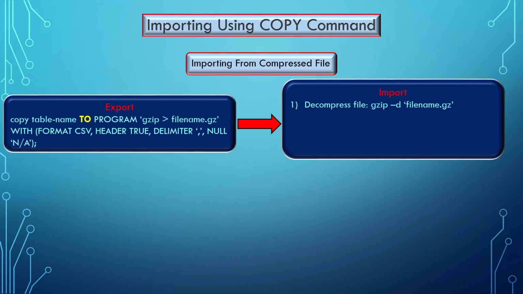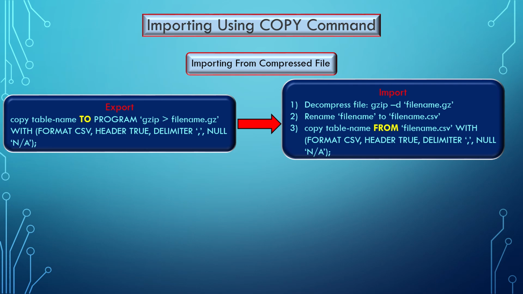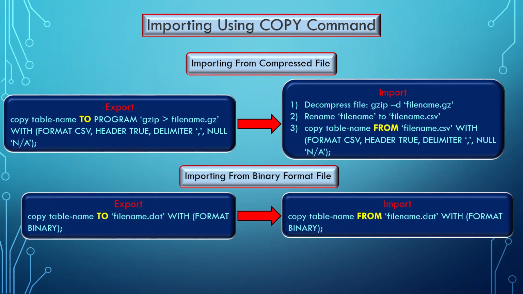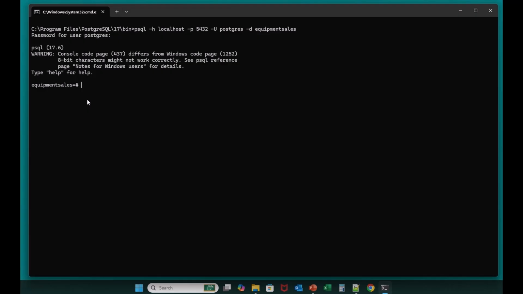To import from a compressed file, first decompress the file using the gzip -d option. Then rename the file to filename.csv. Then use the same options that were used to export, replacing the to with from. To import from a binary format file, use the same options that were used to export the data, and replace the to with from. In this example, we will import the previously exported files using the copy from command.